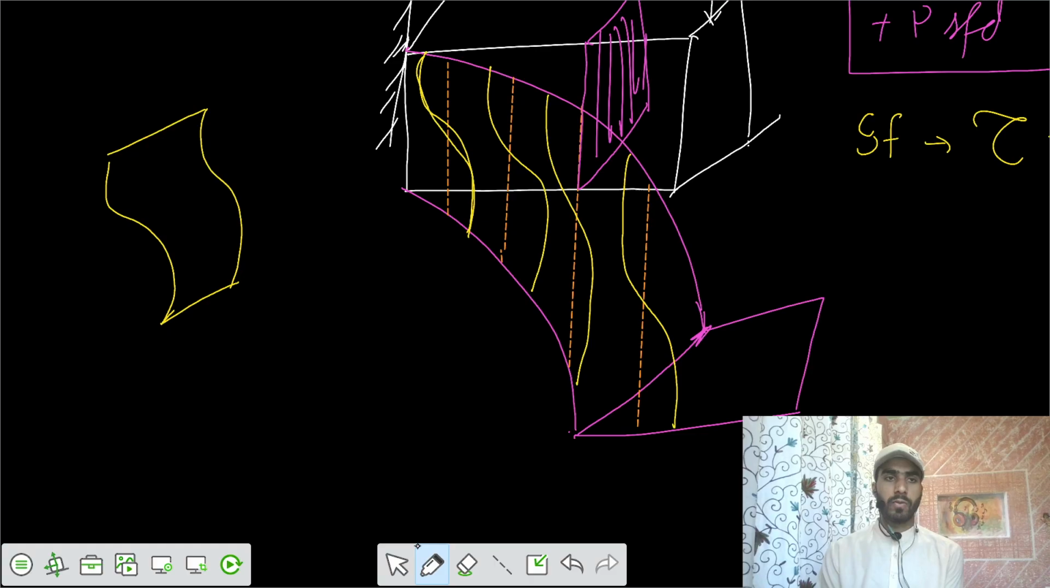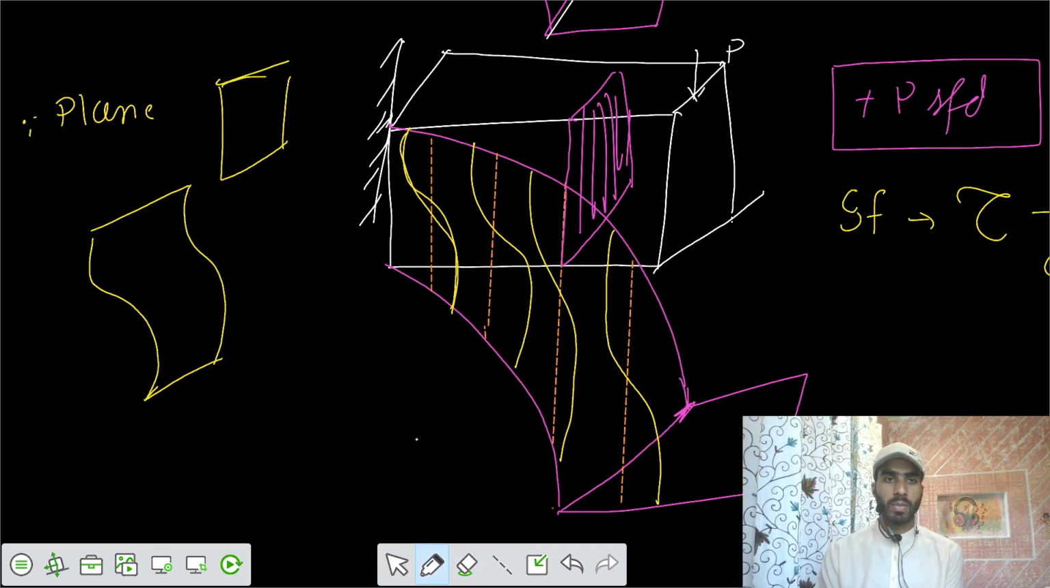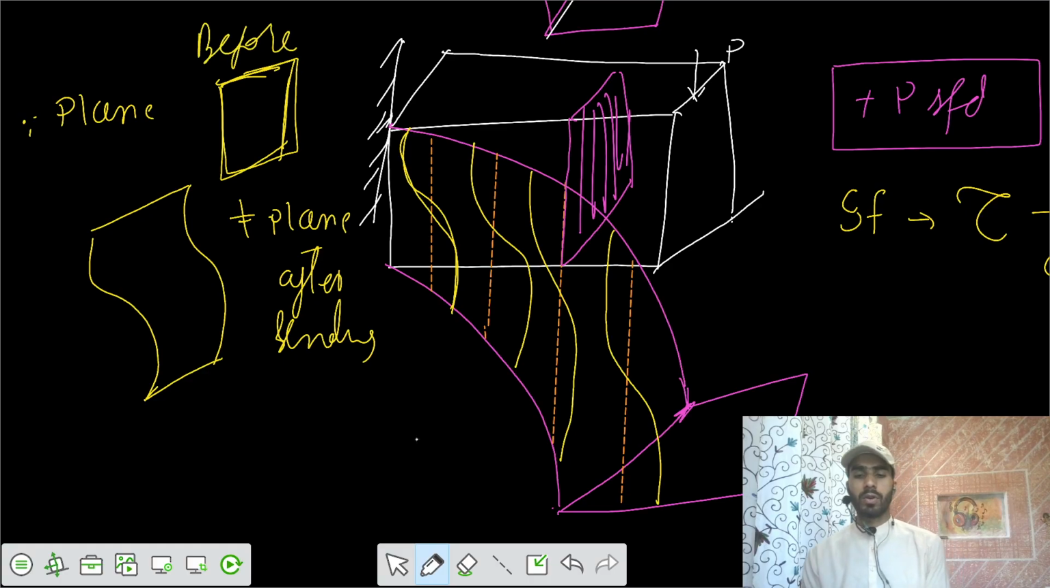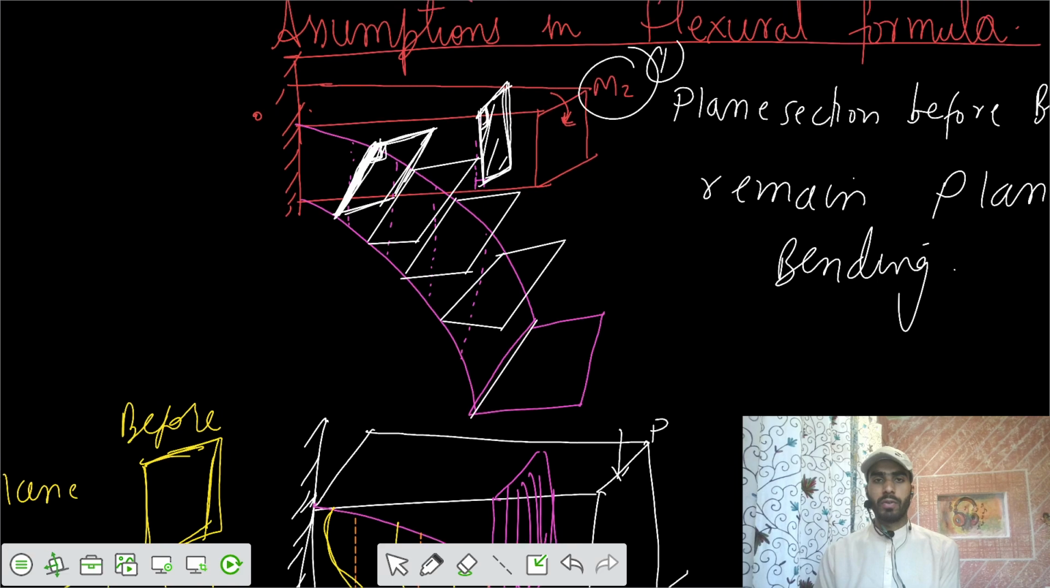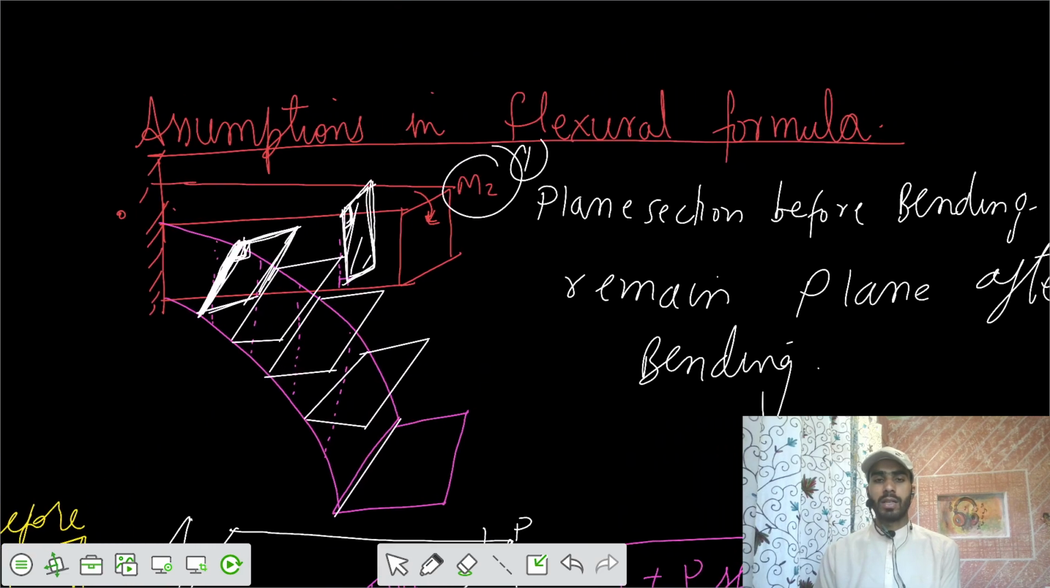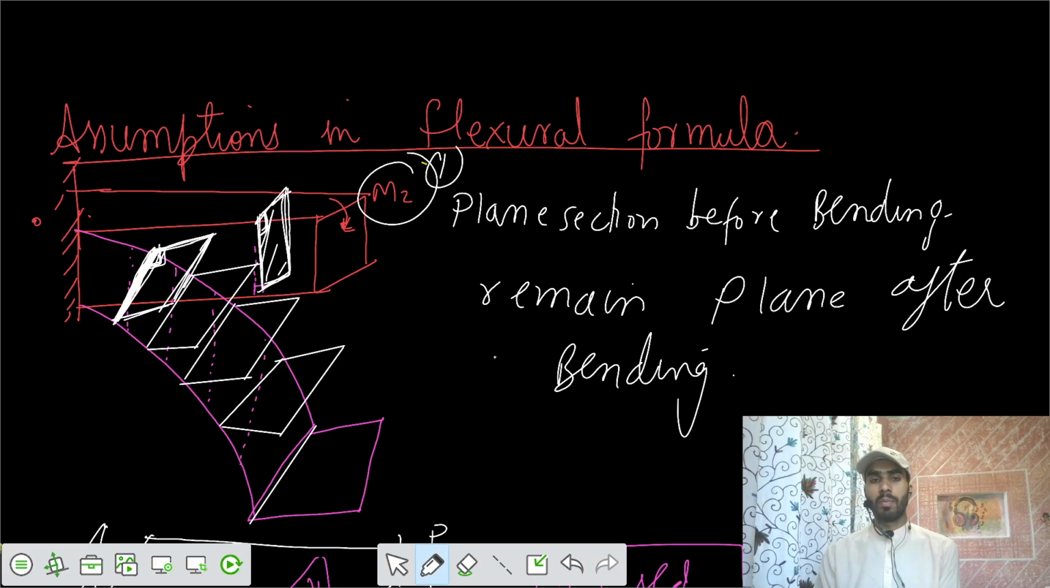So this was the plane section before bending, in this fashion. Now the plane section does not remain plane after bending. Because of the shear force, there is distortion of the shape of the section. So with this assumption, the formula is valid only for pure bending moment.